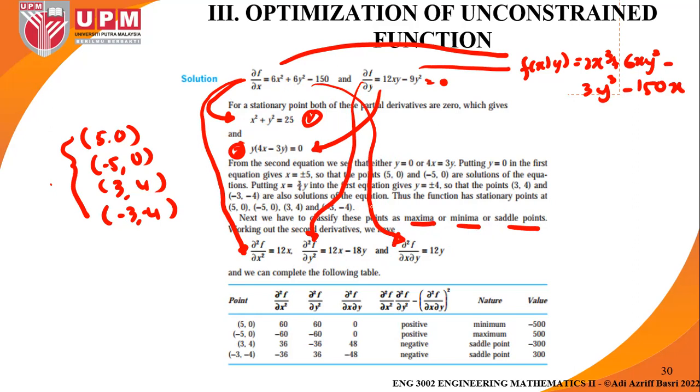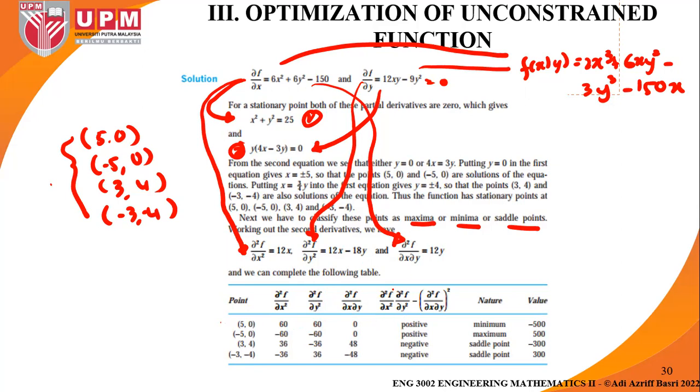To make things clearer and easier, we can make a table. The first column will be the point: 5, 0; negative 5, 0; 3, 4; and negative 3, negative 4. The second column will be the second derivative with respect to x, 12x. When x is 5, you get 60 here. The third is the second derivative with respect to y. When y is equal to 0, you get 12 times x, which is 60. The mixed second derivative is equal to 0 because y is 0.